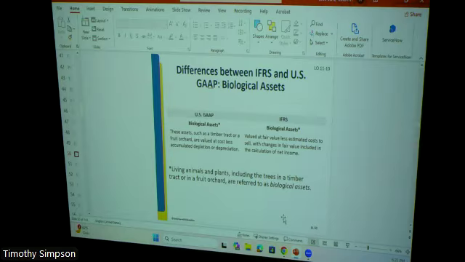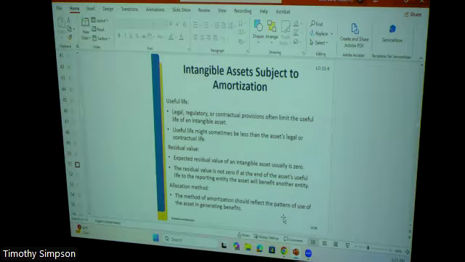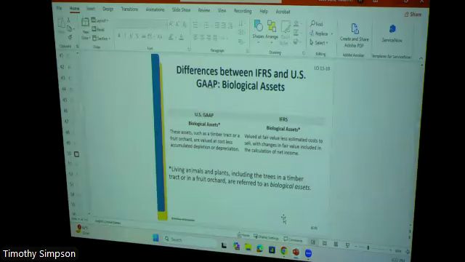And again, it's a big difference between international and GAAP: international standards do allow for a change in value if the fair value does change. Okay, so that kind of does it for depletion.